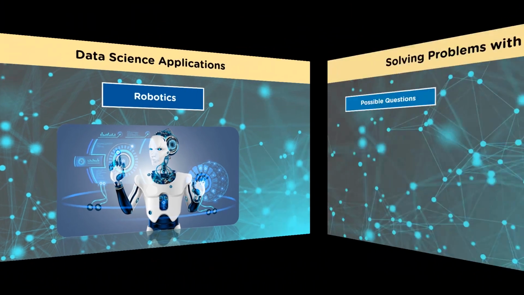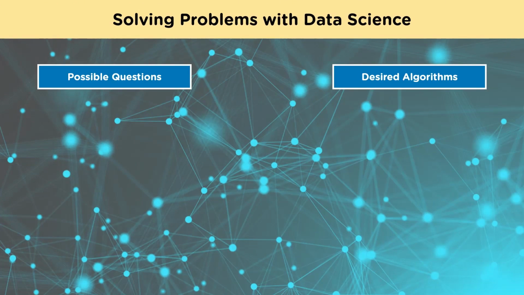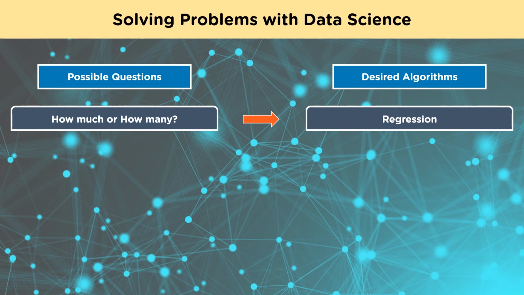So when we talk about solving problems with data science, we have to ask possible questions and the desired algorithms. And these really are kind of an overview of some of the terminology you'll want to know in data science. So when we talk about that, how much or how many? We're talking about regression. Regression basically means a number. If you've ever seen stock charts, you see the guess at what the next sales price or buy price is. That's all on your regression side.